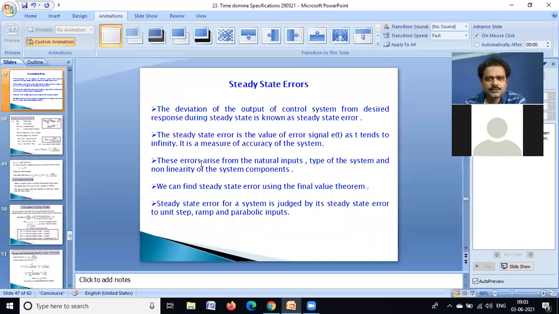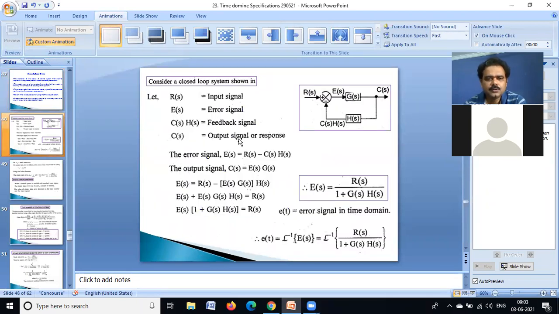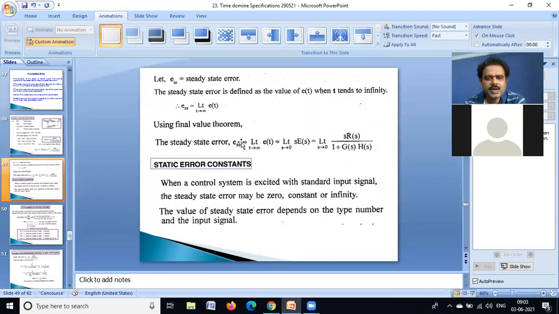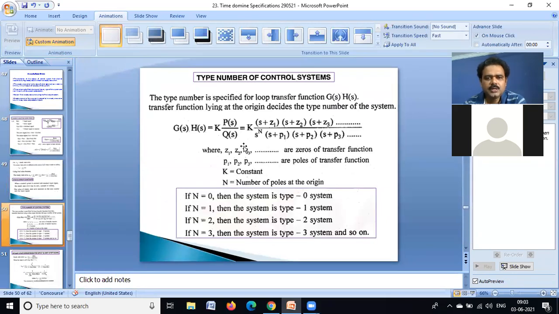So in the last class, we have seen the steady state error, and what is the purpose of finding steady state error and the expression for steady state error, and what are the static error constants. The steady state error mainly depends upon the type of the input and also the type number of the system.